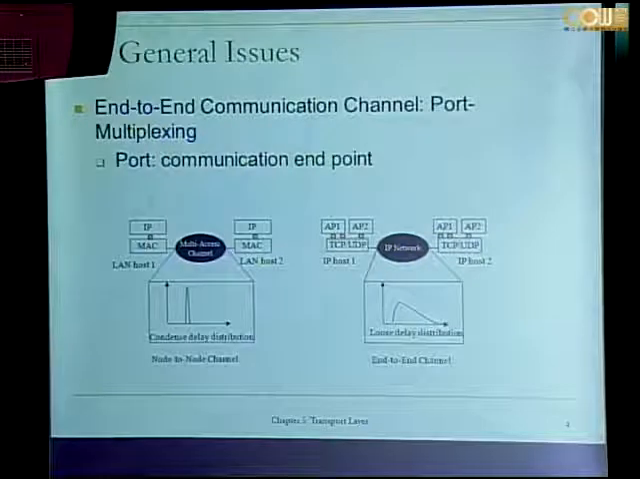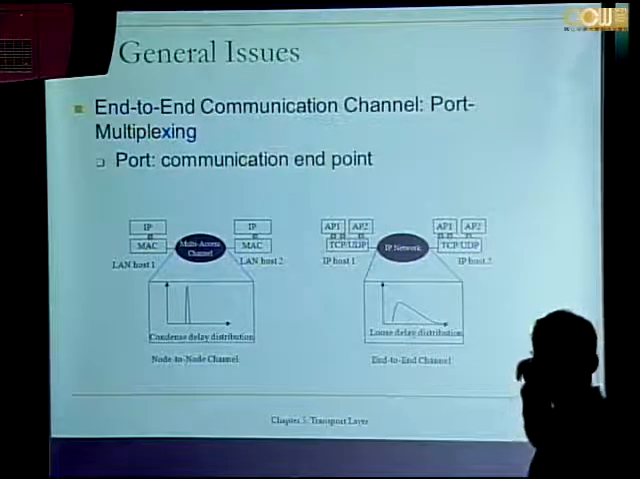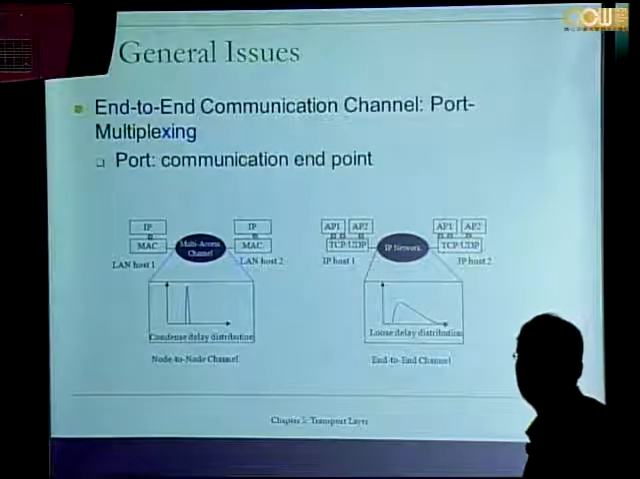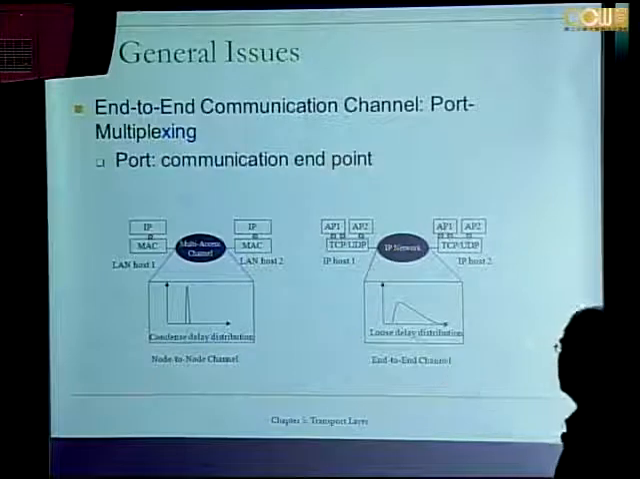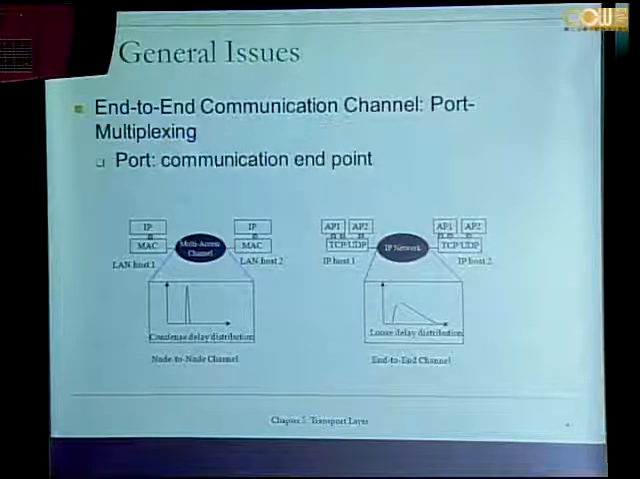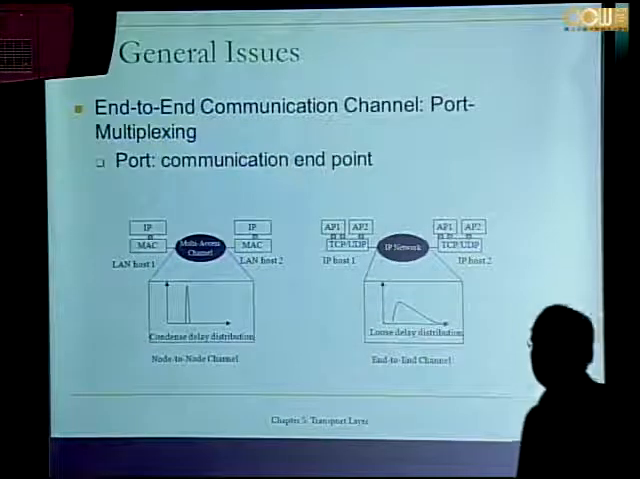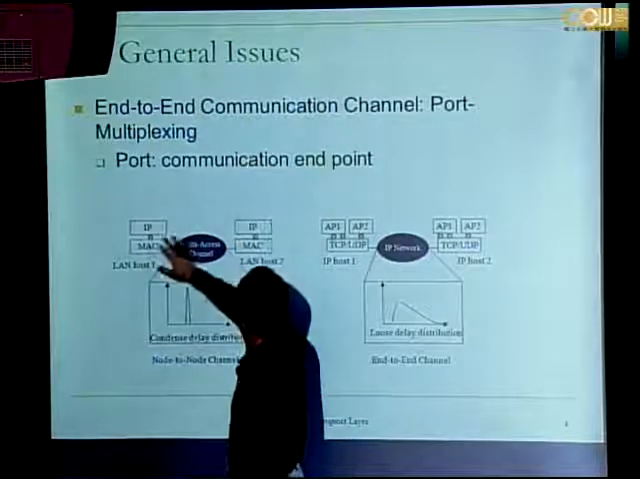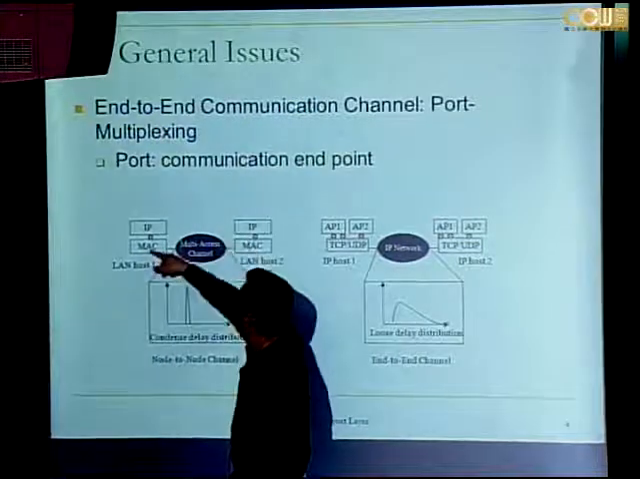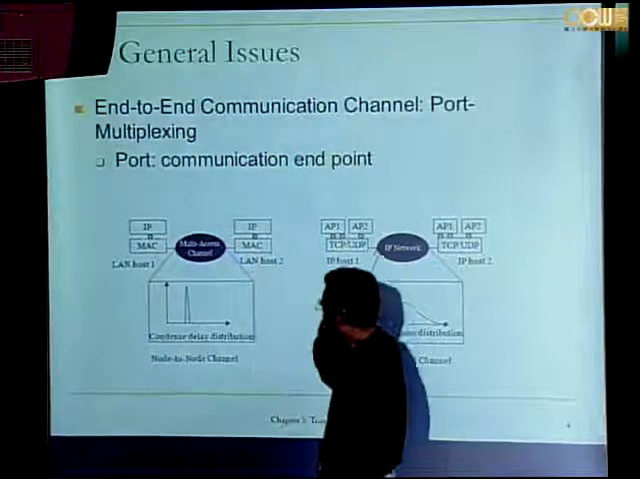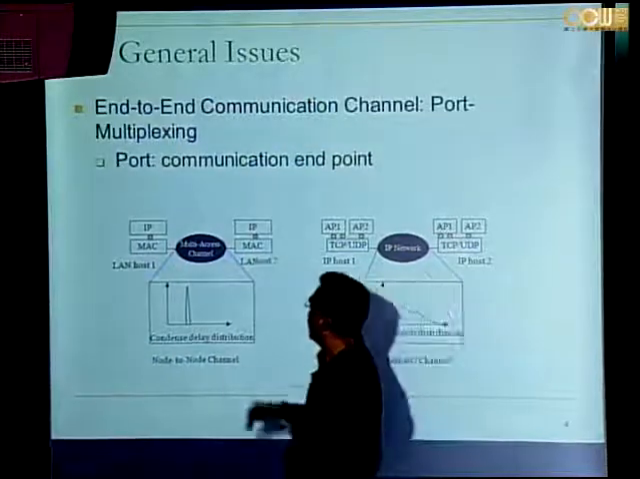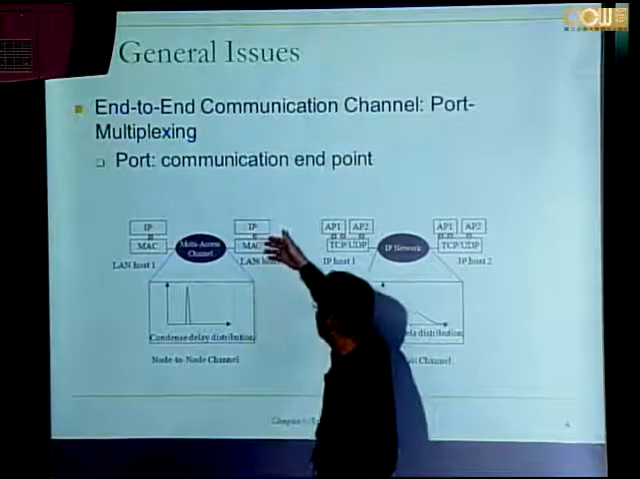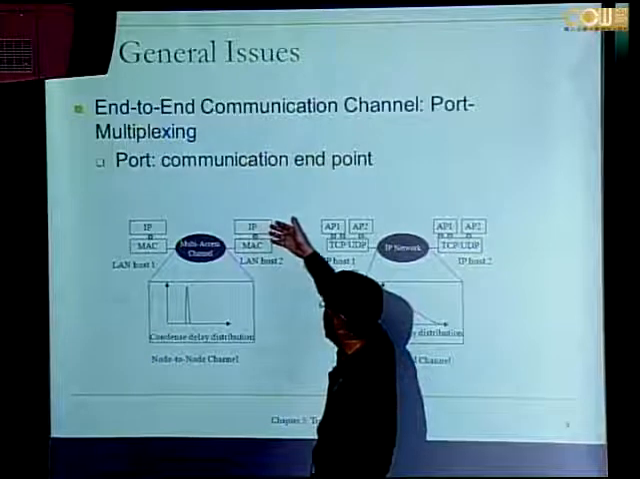So let's talk about port multiplexing. A port is a kind of communication endpoint. If you compare the figure, the node-to-node channel and the end-to-end channel, this is a link: two hosts, or two stations, connected with a link, a node-to-node channel. On the host, you would see a MAC address and an IP address.